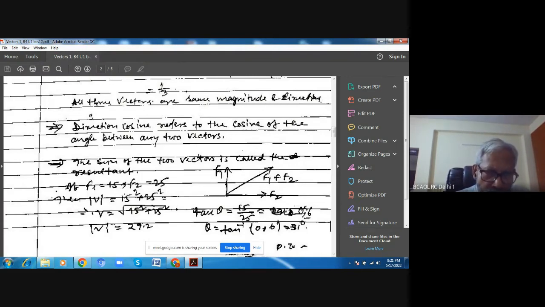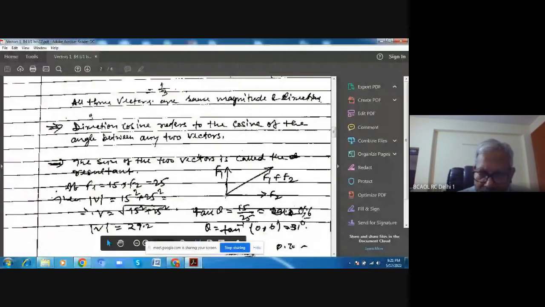So first is the magnitude of v, or the length of v, whatever it is. That is x square plus y square, so if the values are like this, 15 square plus 25 square, both the axis values, we can get the value of v, 27.0. Now cosine in this case was the sine value. The sum of the two vectors is called the resultant. Now we are finding out the resultant. You can get it.